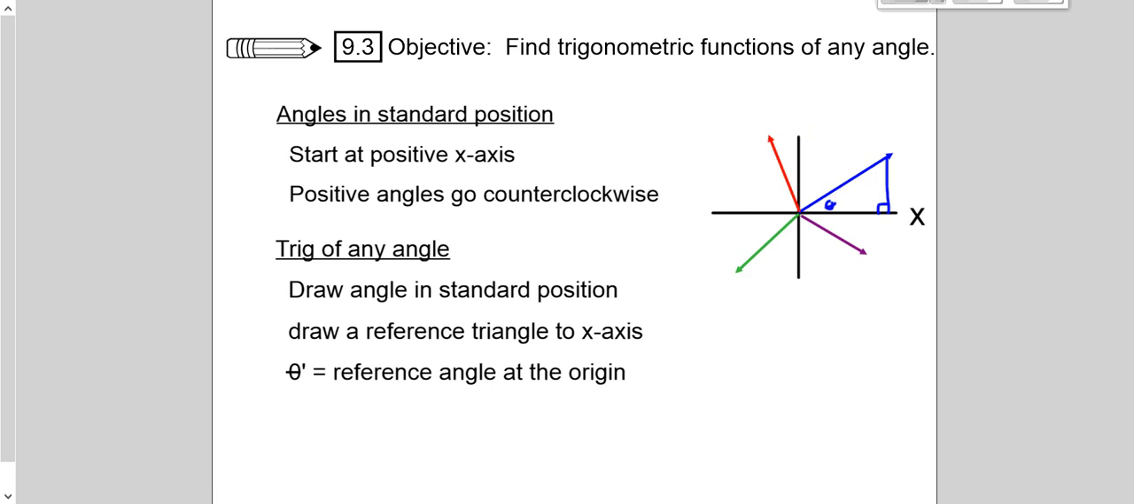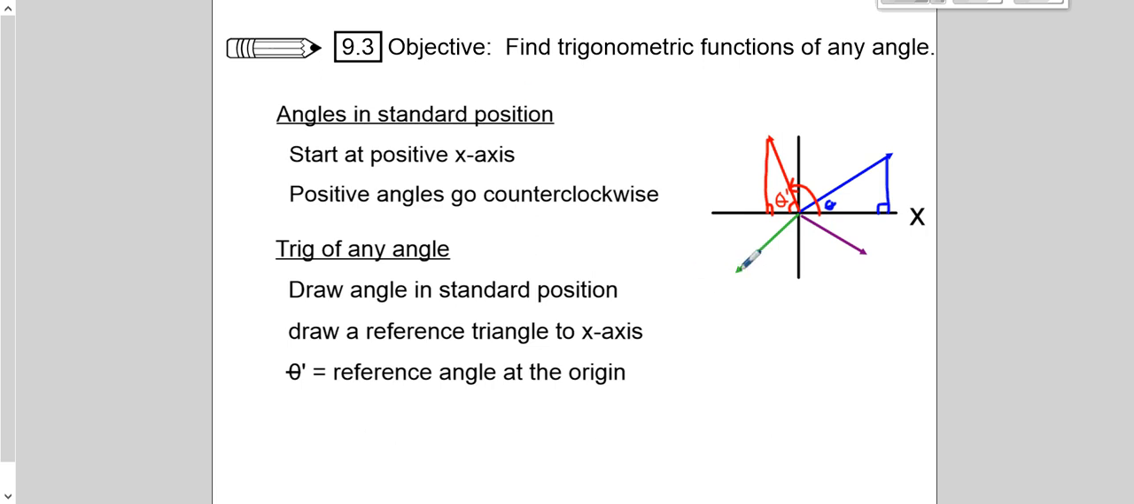For the red one, we're still going to go to the x-axis, but because this is actually representing an angle here would be the theta, this angle at the origin would be our theta prime. Theta prime is our reference angle. It's always an angle that uses the origin, and it is always less than 90 degrees.